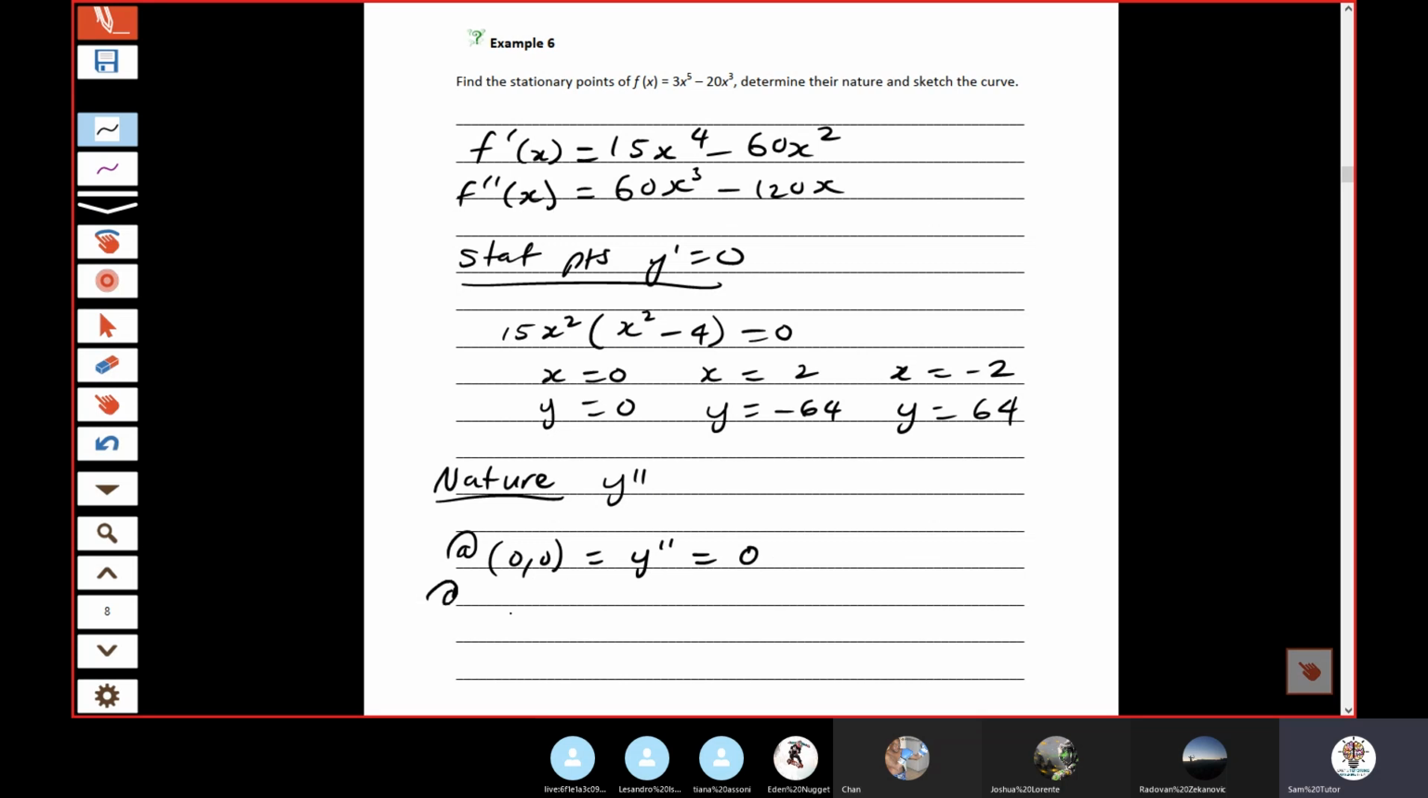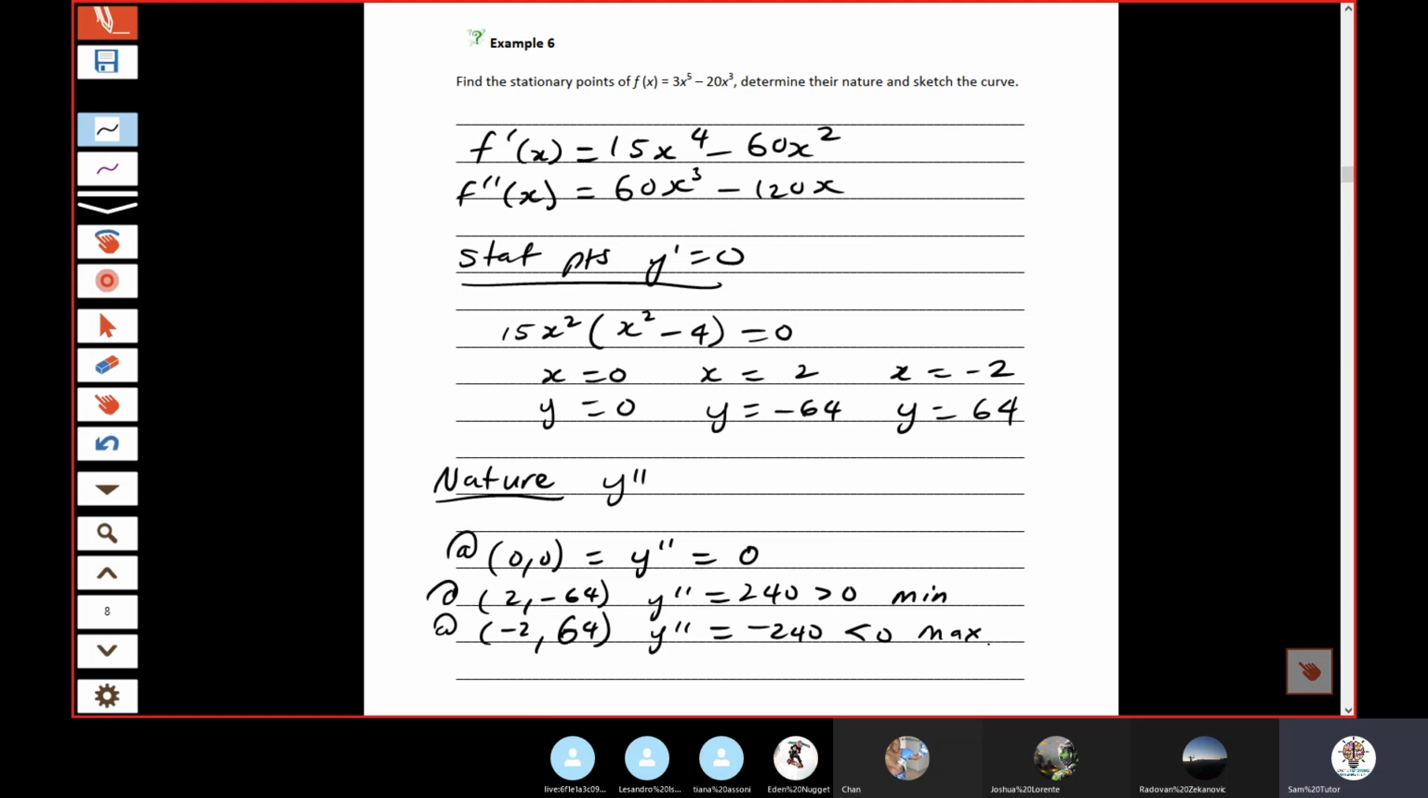Those who were here last term probably remember it. At 2 and negative 64, y double dash equals... looks like it's positive. Yeah, 240. Greater than 0 is a min. At negative 2, positive 64, y double dash equals, I'm going to assume it's a max. Yeah, negative 240, less than 0, it's a max.